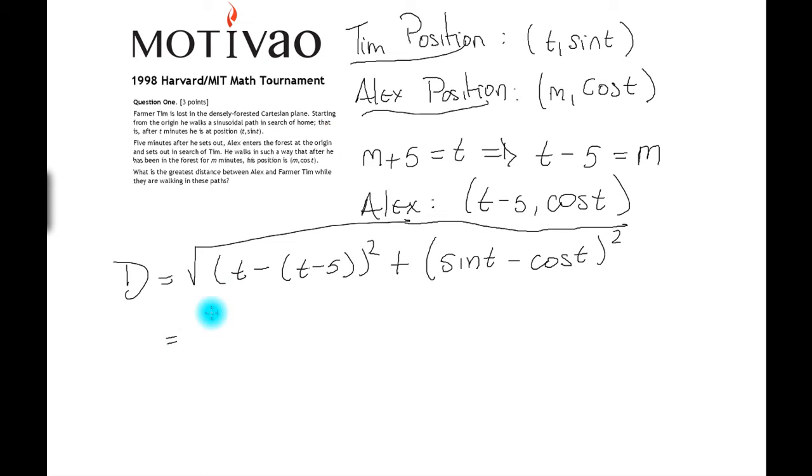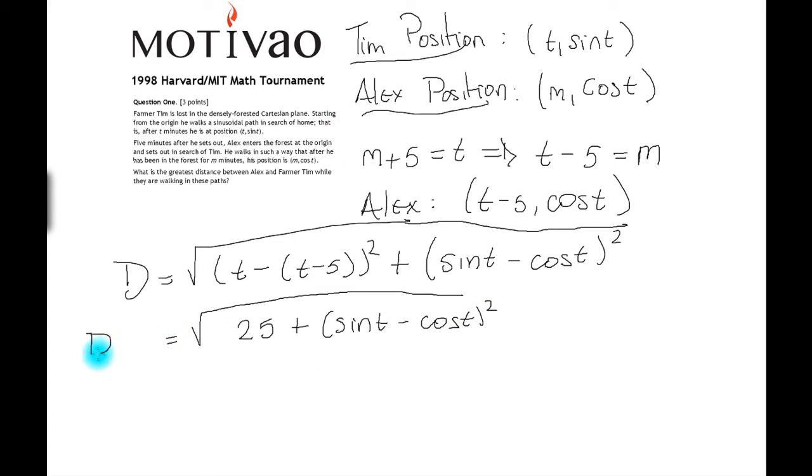Now, this simplifies to what? Well, t minus t is 0, right? So we have 5 squared, which is 25, plus sine of t minus cosine of t, squared. Now that we have our distance in terms of t, we take the derivative of d and set it equal to 0 to find the maximum.